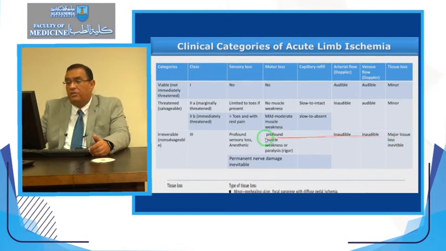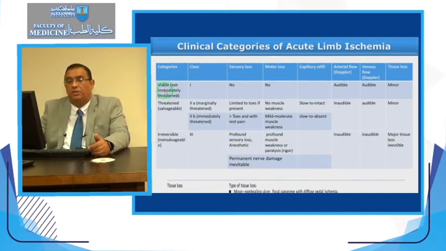Here in these patients, the treatment of choice is amputation, because revascularization of this patient may end with other complications that may affect the life of the patient rather than his limb. So in this case, amputation is the best treatment.